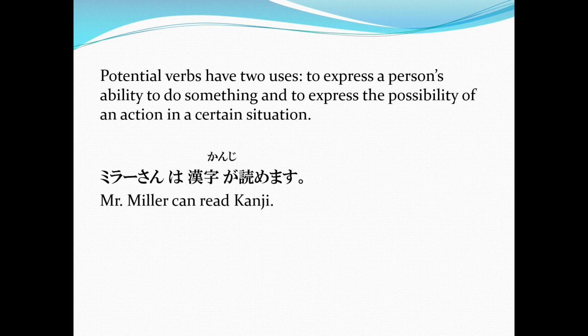Example. Mirasan wa kanji ga yomemasu. Mirasan wa kanji ga yomemasu. Or Mr. Miller can read kanji. That is an example where we use the potential verb as an ability to do something. Mirasan wa kanji ga yomemasu. Or Mr. Miller can read kanji.